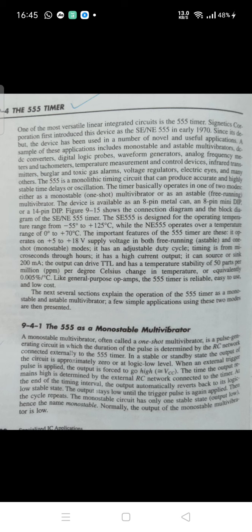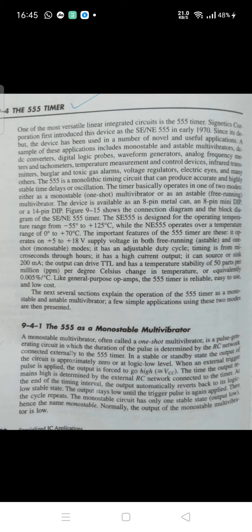Now the 555 is a monolithic timing circuit that can produce accurate and highly stable time delays or oscillations. The timer basically operates in one of two modes, either as a monostable one-shot multivibrator or in the astable, that is free running multivibrator. The device is available in the 8-pin metal can. It is an 8-pin IC. This device is available in the 8-pin metal can and 8-pin mini DIP or a 14-pin DIP. Now the figure shows the connection diagram and the block diagram of the 555 timer.